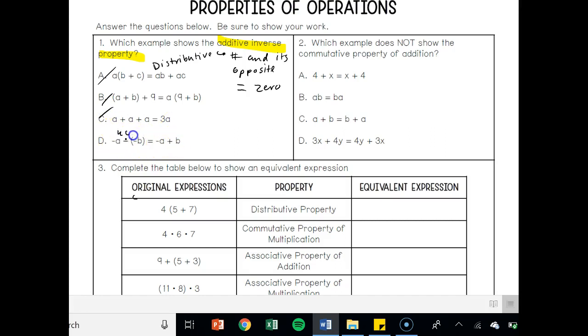Negative A minus a negative B equals negative A plus B. If we keep change this, negative A plus B equals negative A plus B. So it is D, yes. Adding the opposite is the same thing as subtracting, right?